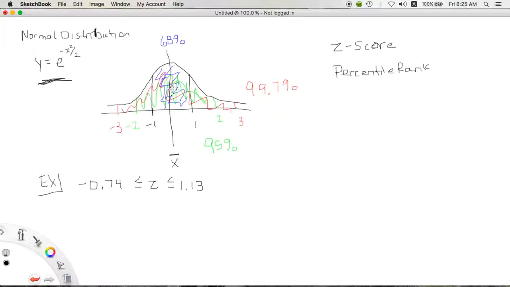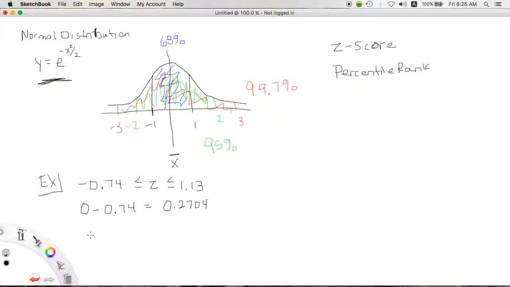Well, if you notice, this is an even function. So across the mean, it's the same. Whether you're going from 0 to 0.74 or from 0 to negative 0.74, you're going to get the same value. So you look up 0.74 on your chart, and that tells you from 0 to 0.74 you have 0.2704. That means 27% of the data points are between 0 and 0.74.